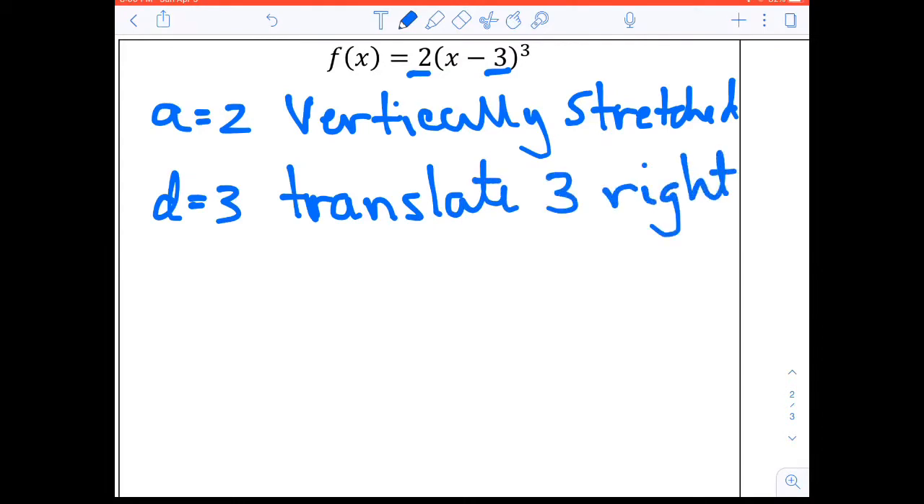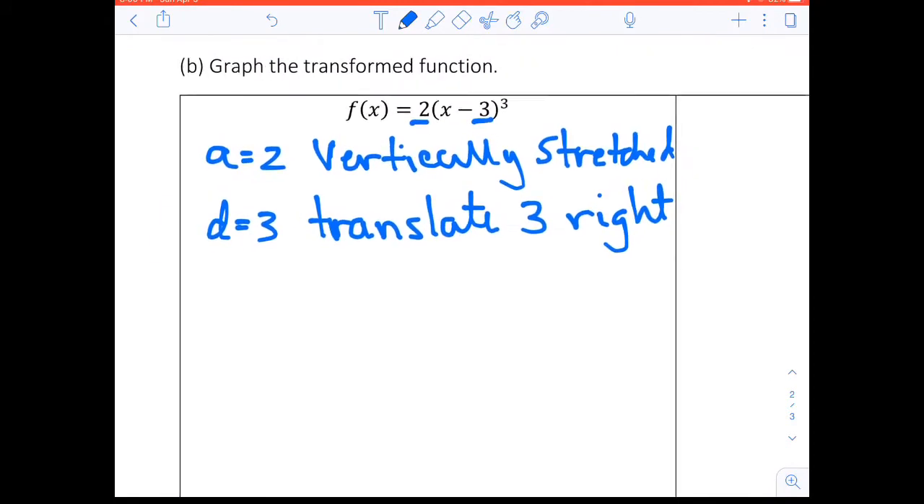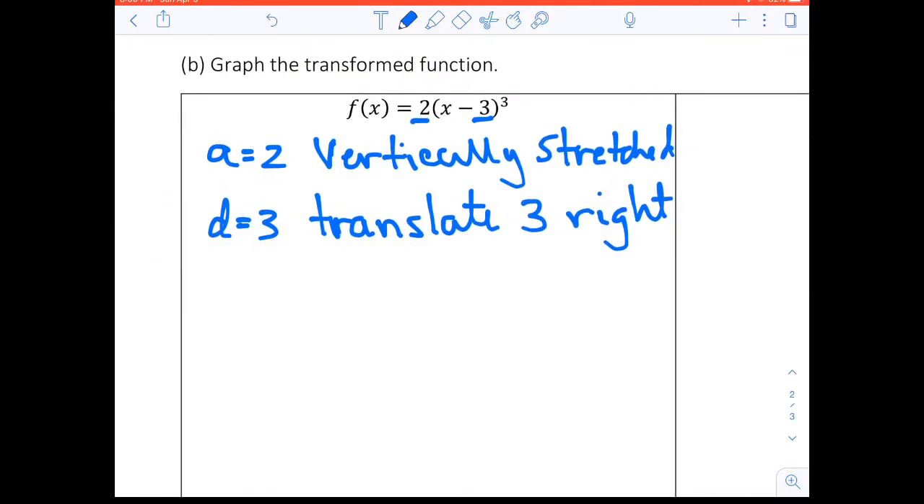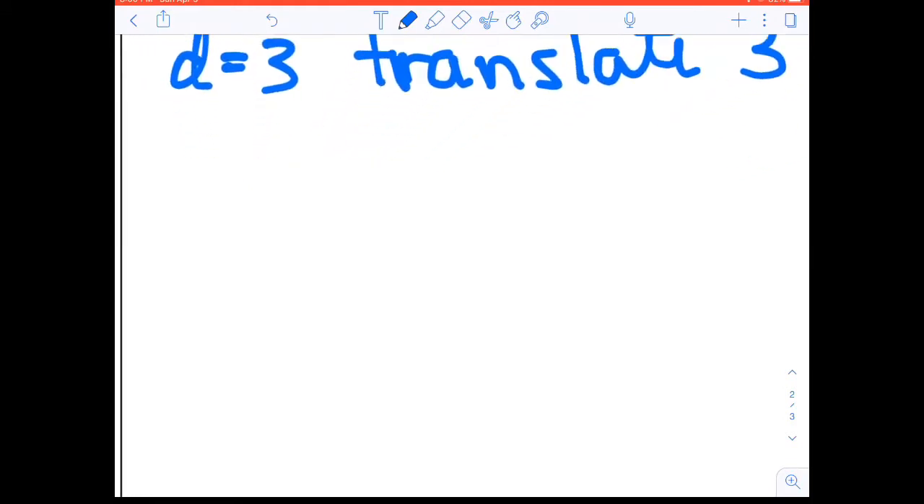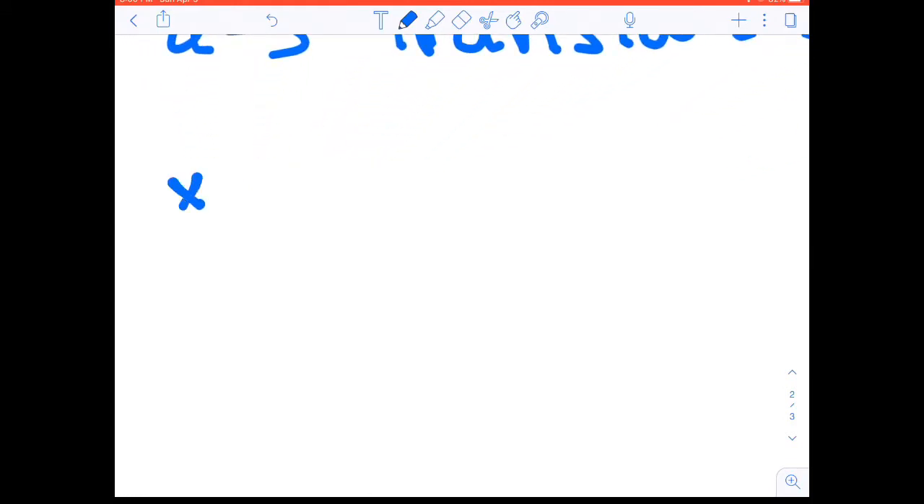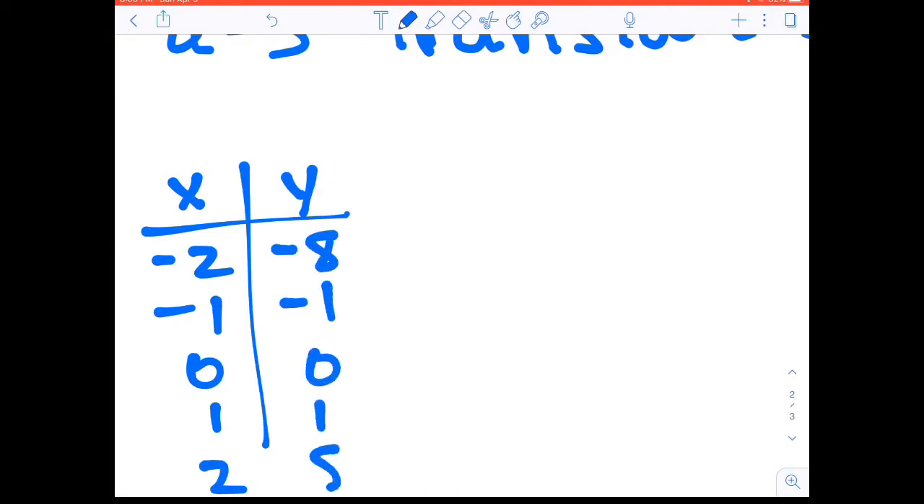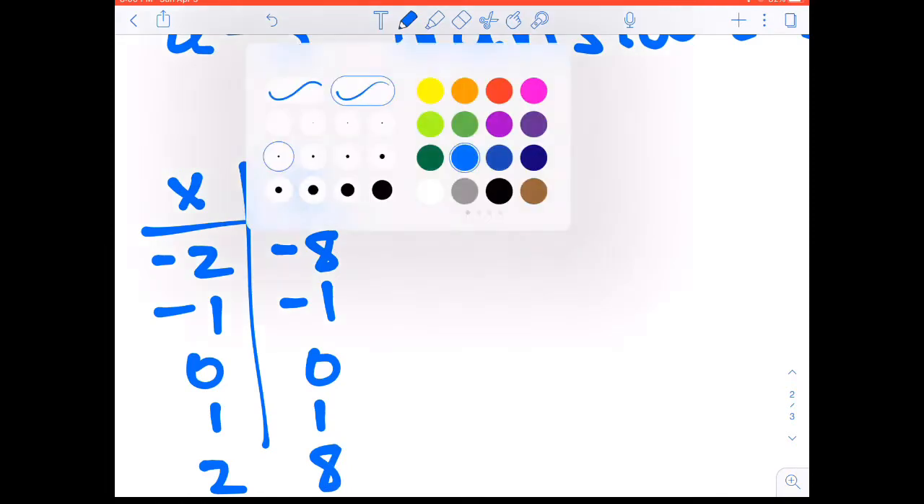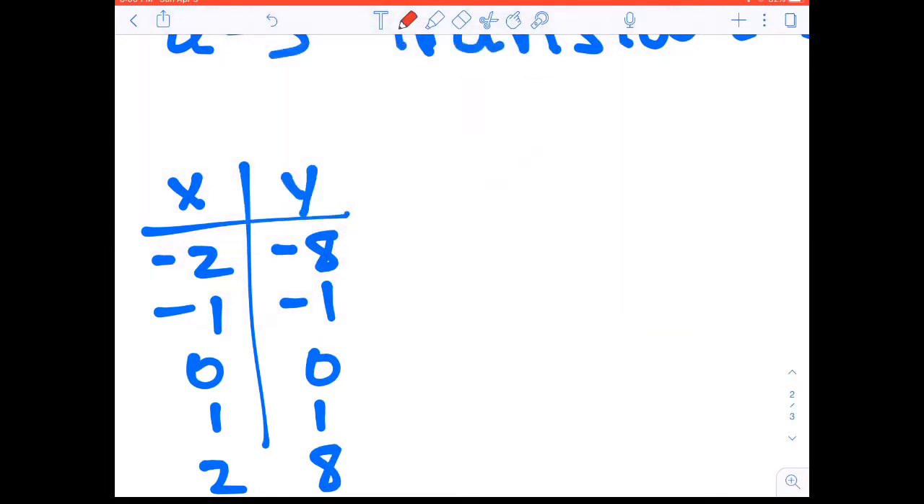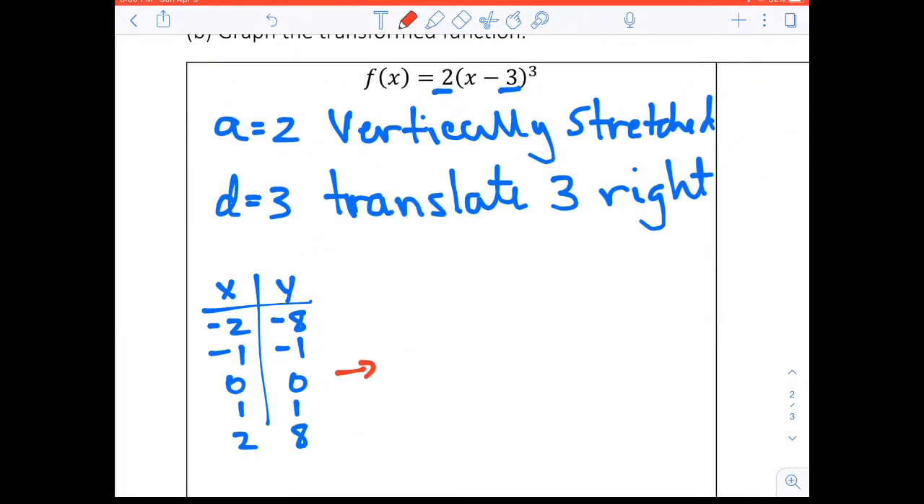So what we're going to do is start with those base points that we created above, and then transform them based on these two values, a and d. So our basic points that we had above for x and y, negative 2, negative 1, 0, 1, and 2. Our y values were all these numbers cubed. And we're going to transform that to some new coordinates based on our mapping above.